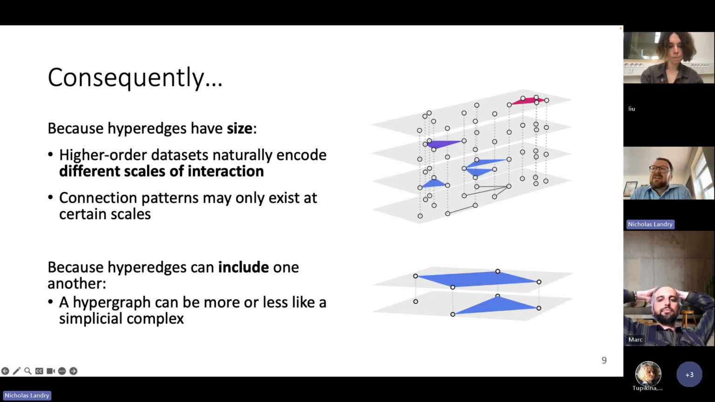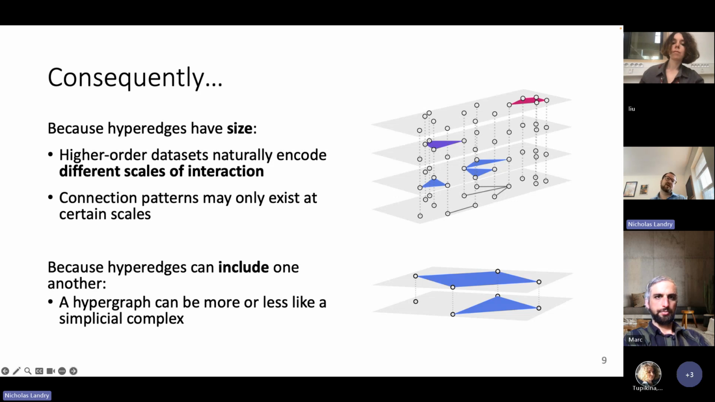Because hyperedges can have size, it turns out that higher order data sets just naturally encode different scales of interaction. So if I look at this diagram in the upper right here, what I've done is I've basically parsed out this hypergraph by its size. On the first layer here, we have pairwise interactions, then triangle interactions, and so on and so forth. And so the basic hypothesis here is that typically for networks, we'll look at an aggregate measure, say assortativity. People also do this for higher order networks. But the thing is, they may aggregate connection patterns that could exist at certain scales only.